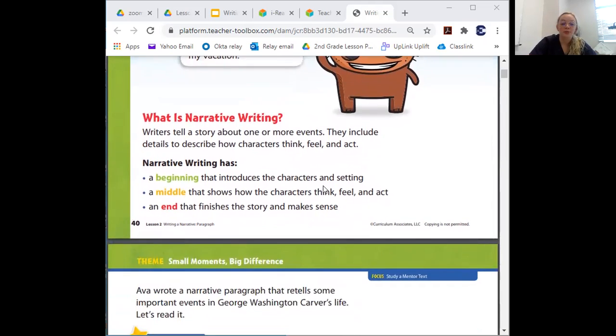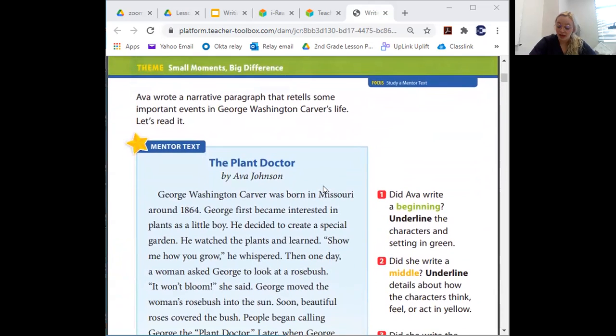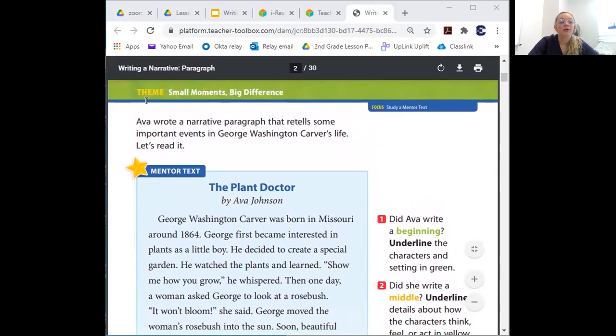So let's go to page 41 and we're going to read a narrative about a real person. As we read, I want you to think about who the characters are, when and where the narrative is set, and how the characters are thinking, feeling, and acting. Okay, here we go. Ava wrote a narrative paragraph that retells some important events in George Washington Carver's life. Let's read it.